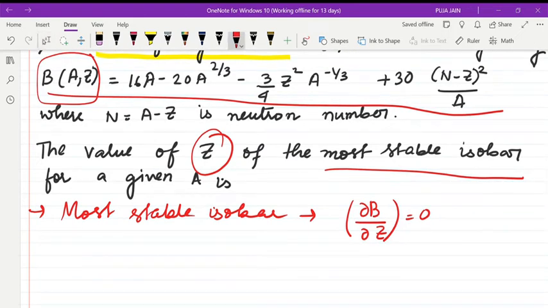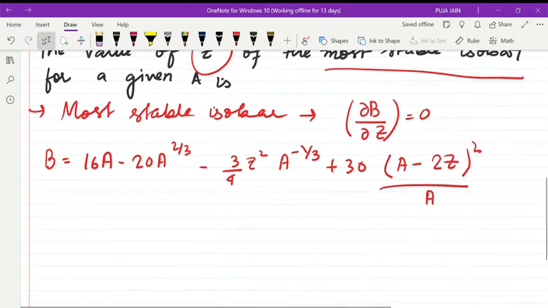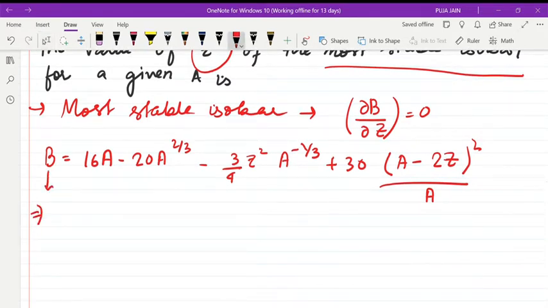First we will write B is 16A minus 20A to the power 2/3 minus 3 by 4 Z square A to the power minus 1/3 plus 30 N. Now here N is what? A minus Z. So we will write here (A minus Z) whole square. This basically gives us A minus 2Z by A. Now we will partially differentiate this with respect to Z.